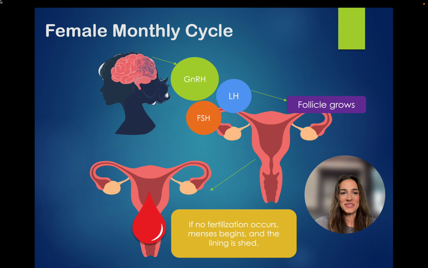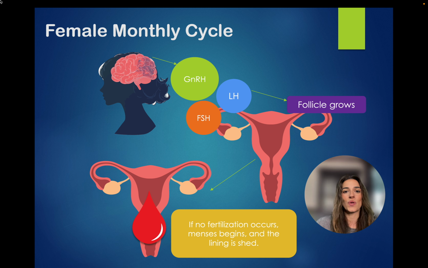All right, everybody's favorite topic. Let's take a moment to walk through the monthly female cycle and how it's guided by the body's hormones from start to finish. It all begins in the brain, where the hypothalamus releases a hormone called GnRH, or gonadotropin-releasing hormone. GnRH signals the anterior pituitary to release two more hormones, FSH, or follicle-stimulating hormone, and LH, luteinizing hormone.